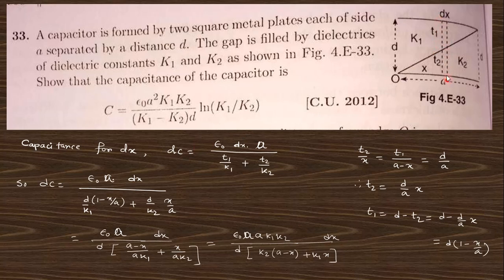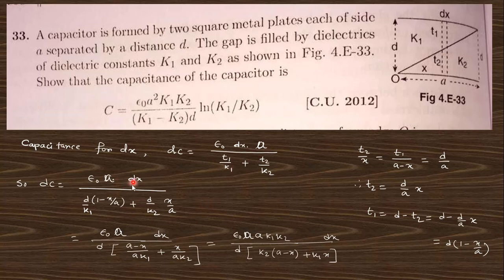So if you take a strip dx at a distance x, what will be the capacitance for this region? That is epsilon naught, area is a into dx, one side a and another side dx, so a into dx, divided by t1 by K1 plus t2 by K2. Simple. You can see from the figure that t2 by x is tan theta. Similarly t1 by (a minus x) is also tan theta, and this is nothing but d by a. From here we get t2 equal to this and t1 equals d minus t2. We get t1 and t2 in terms of d and x.